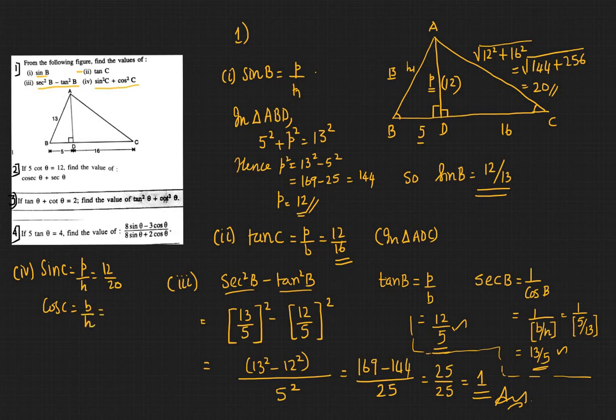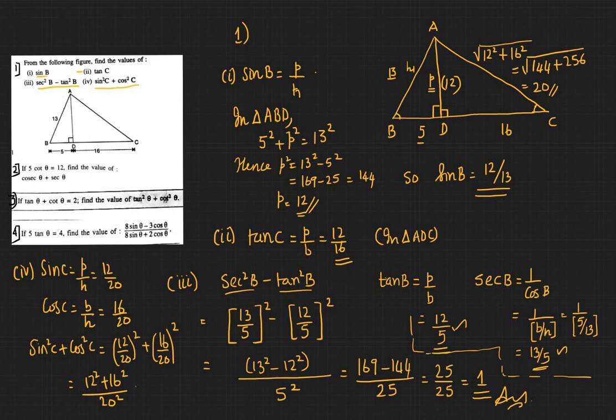So base by hypotenuse, which is 16 by 20. So sine squared C plus cos squared C would be 12 by 20 the whole square plus 16 by 20 the whole square. That will be 12 squared plus 16 squared by 20 squared. I urge you to pause the video here and try to do this further.